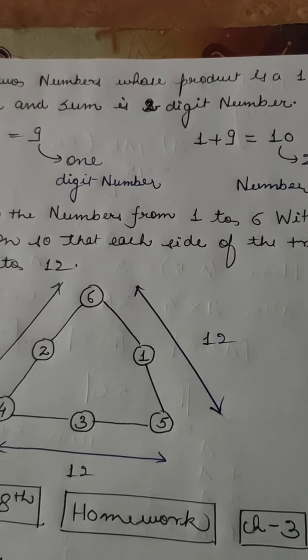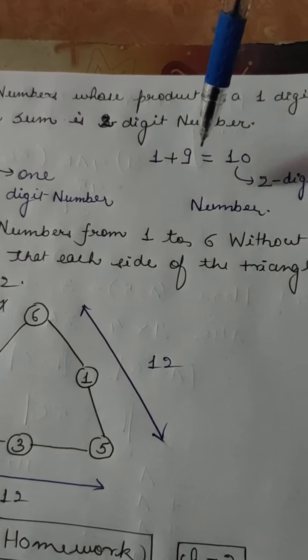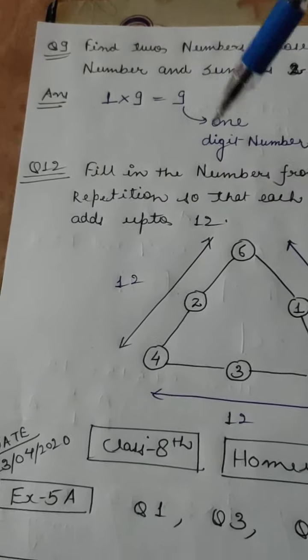1 एंड 9. 1 एंड 9 को मल्टीप्लाई करने पे क्या आ रहा है? 9. 9 कैसा नंबर है? 1 डिजिट नंबर. एंड 1 और 9 को ऐड करने पे क्या आ रहा है? 10. 10 कैसा नंबर है? 2 डिजिट नंबर. दिस इज द आंसर.